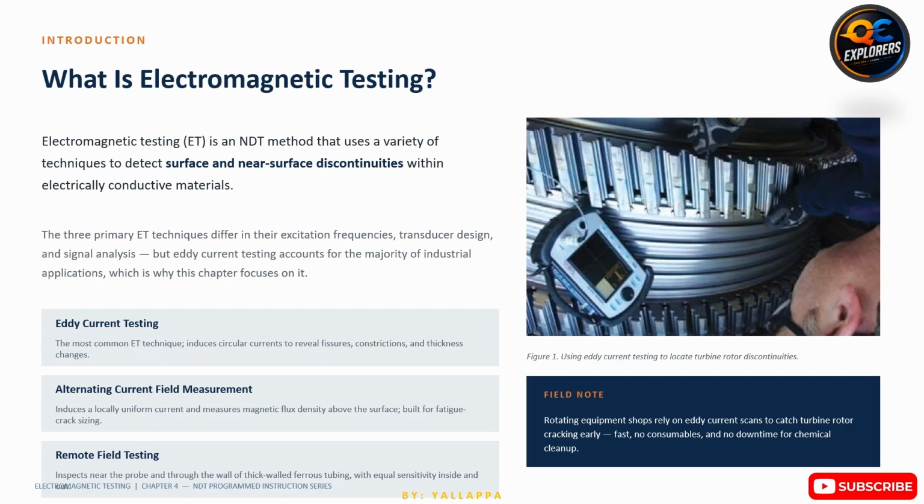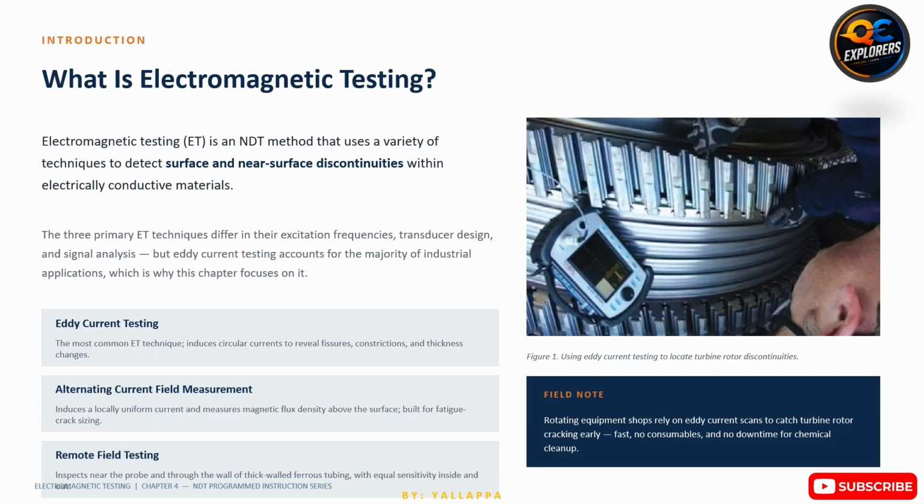One important point to remember is that ET is only applicable to conductive materials, such as steel, stainless steel, aluminum, copper, brass, and titanium. Since non-conductive materials cannot support induced electrical currents, this method is not suitable for plastics, ceramics, or composites. The slide introduces the three primary electromagnetic testing techniques.